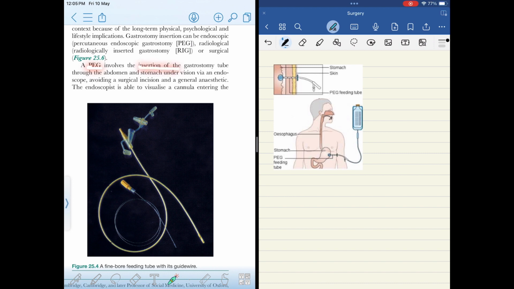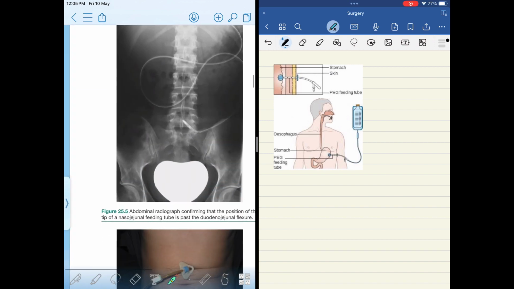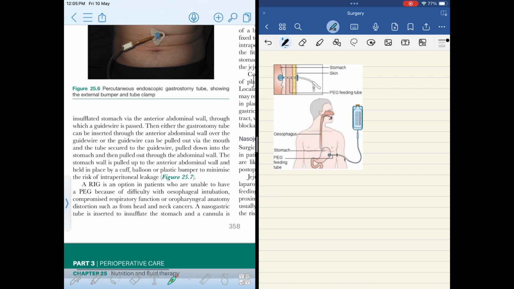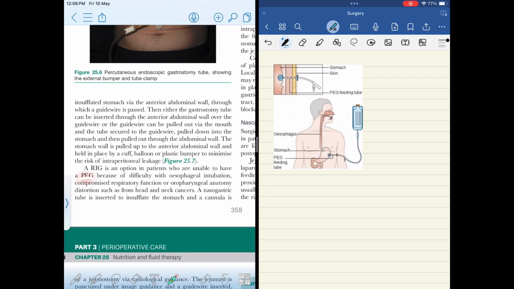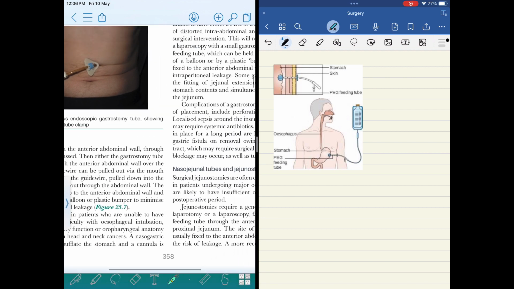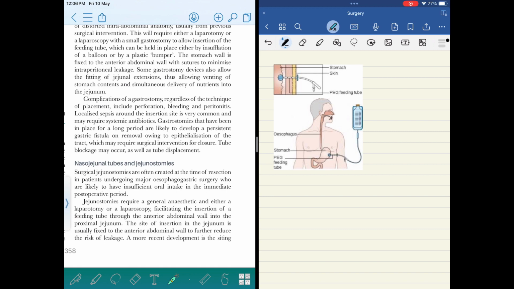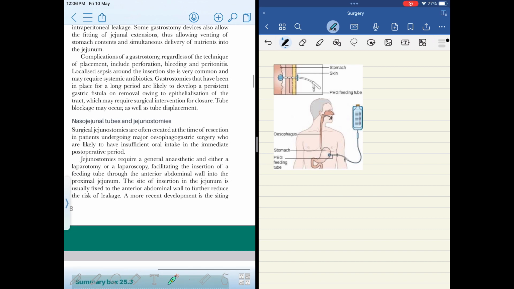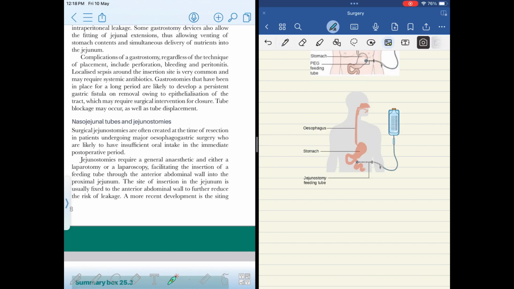PEG will involve the insertion of the gastrostomy tube through the abdomen and stomach under the vision of an endoscope. So you can avoid a surgical incision under general anesthetic. Now about RIG. RIG is an option in the patients who are unable to have a PEG because of difficulty of esophageal intubation, compromised respiratory function or oropharyngeal anatomy distortion such as from head and neck cancers. So in those patients, we give RIG. Now complications of gastrostomy include perforation, bleeding, peritonitis. There can be localized sepsis around the site of insertion and this will require systemic antibiotics.